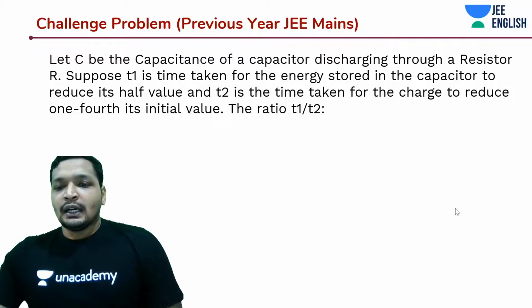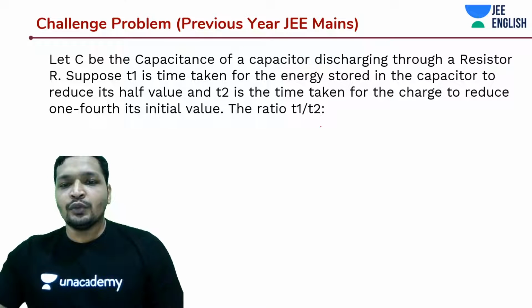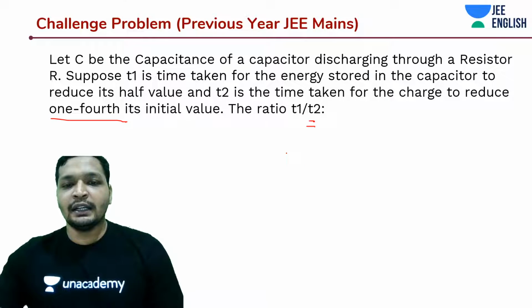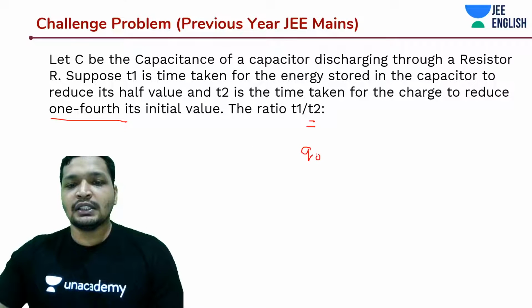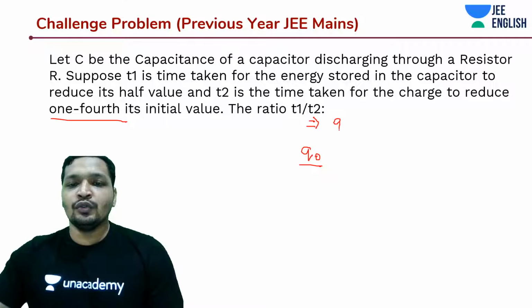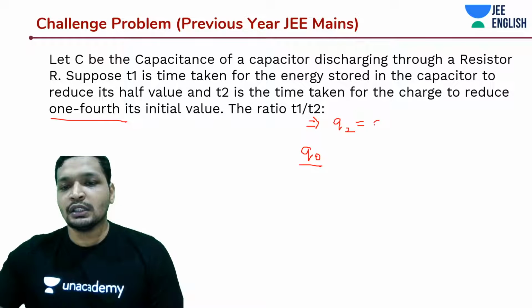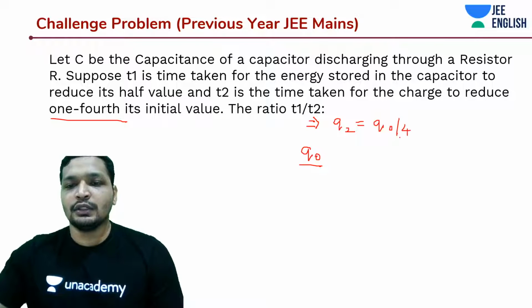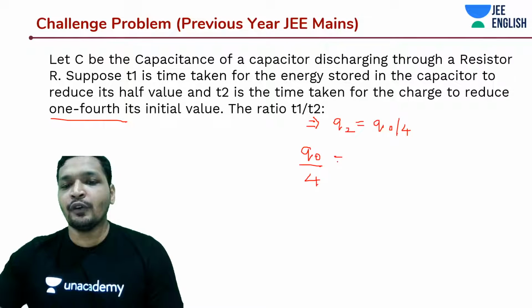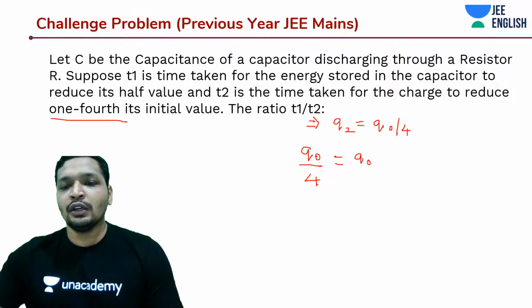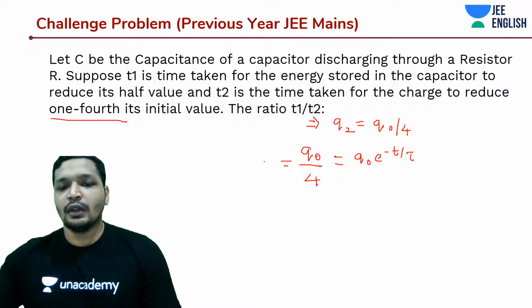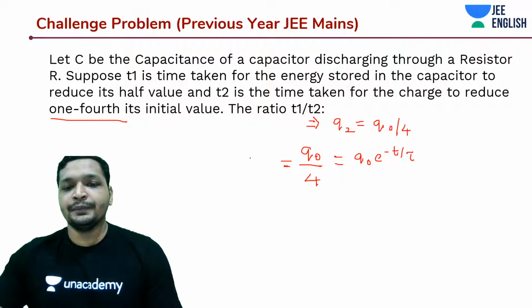So that being said, what is your T2? T2 is when your charge reduces to 1/4. So we can directly write down the equation. I'm just directly writing that, so let's say Q2 is when the initial charge becomes 1/4, right? Q0 by 4 is equal to Q0 e to the power minus t by tau, right? Pretty simple.